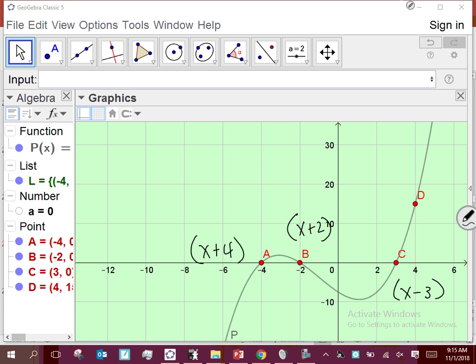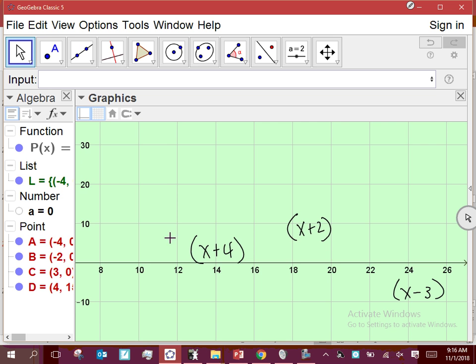If I have a bunch of factors, we multiply factors together to get products, right? Well, think about this. I'm going to tell you this is the least degree, the smallest degree polynomial we could have that shows this behavior. Do we know what degree that would be?